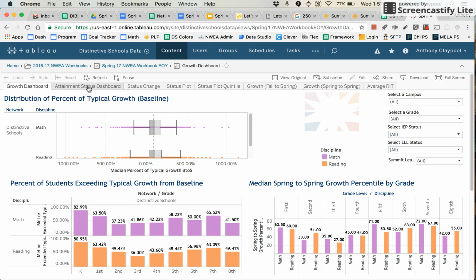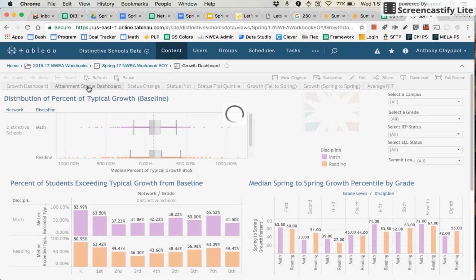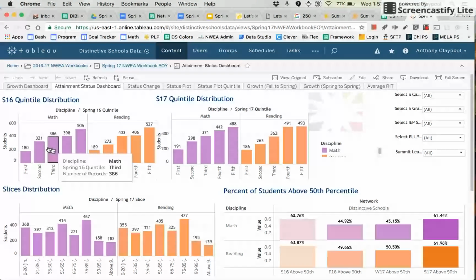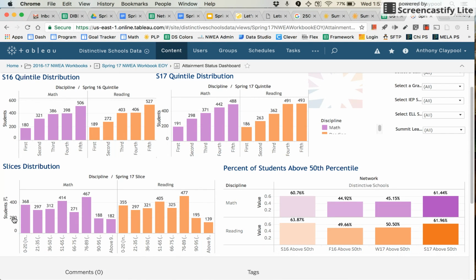Okay. Attainment dashboard. These are a lot more straightforward. I'm going to try to go super fast on this. Everyone should be familiar with quintiles. This shows the number of students in each quintile group for the 2016 and 2017 spring years. It is limited to kids with scores in both years. This one is a similar distribution.